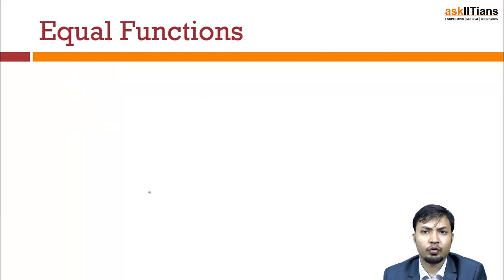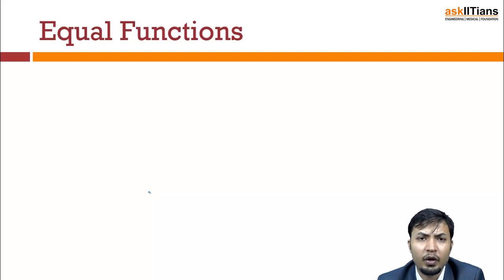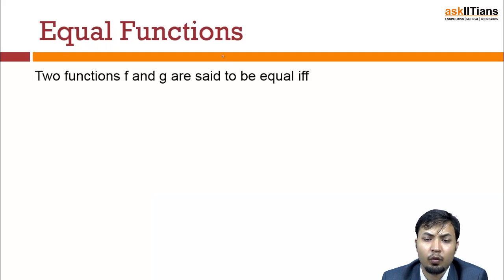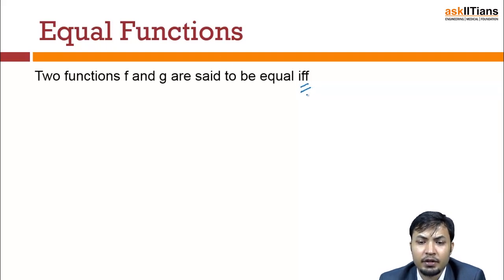Let's move on to the next part, which is called equal functions. Why do we call it equal functions? Because the name suggests the real thing. Two functions f and g are said to be equal if and only if there is no error. This means if and only if.